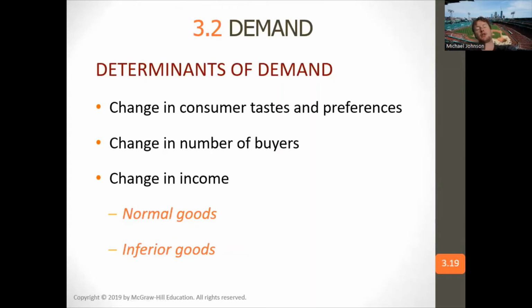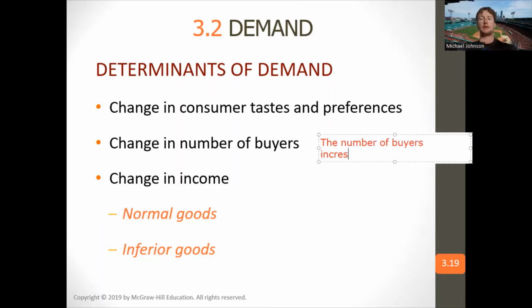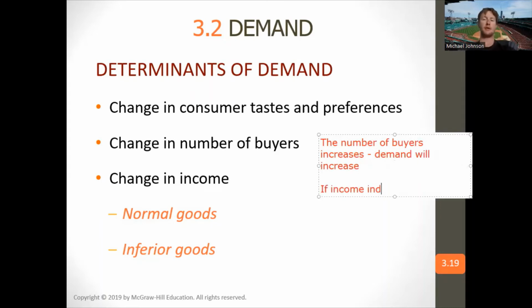The determinants of demand are changing consumer tastes and preferences due to factors like price, product quality, and fads, like if they're into Pokemon one day and then into Tamagotchi the next day. Other determinants are a change in the number of buyers and a change in income. So if the number of buyers increases, demand will increase.